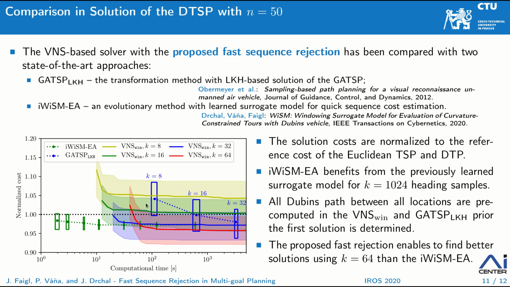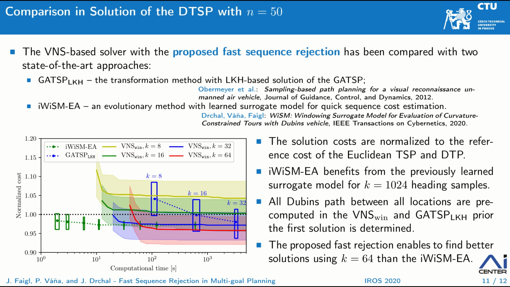If we take a look at what the solution cost is according to the computational time, the evolutionary method with the surrogate model is very quick and provides high-quality solutions. It doesn't need a significant initialization, as the model is pre-learned. It is not the case for the VNS-based and transformational methods, where Dubins paths are pre-computed for all possible connections between the locations. An instance initialization is needed for asymmetric TSP.